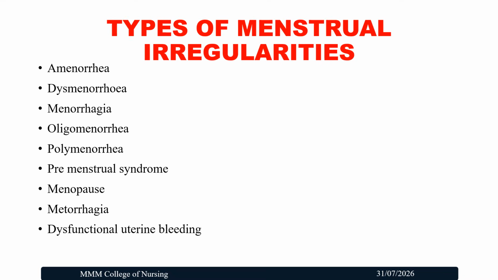The types of menstrual irregularities are amenorrhea, dysmenorrhea, menorrhagia, oligomenorrhea, polymenorrhea, premenstrual syndrome, menopause, metrorrhagia, dysfunctional uterine bleeding.